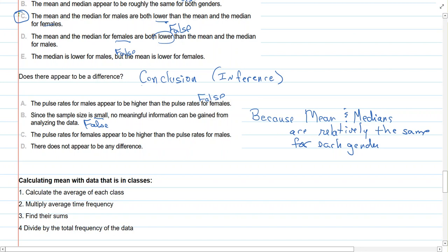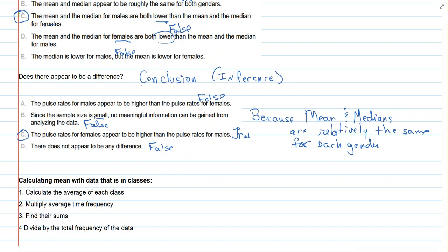It's pretty representative. The pulse rates for the females appear to be higher than the pulse rate of males, and that is true. The men are in the 70s and the women are in their 80s. There does not appear to be any difference, and this is false. So C is our answer for that.